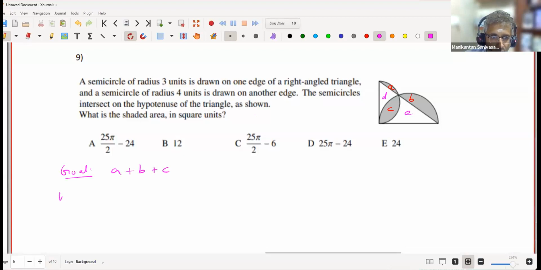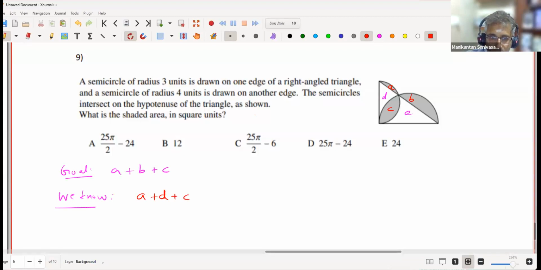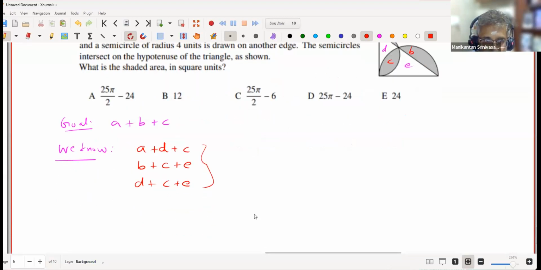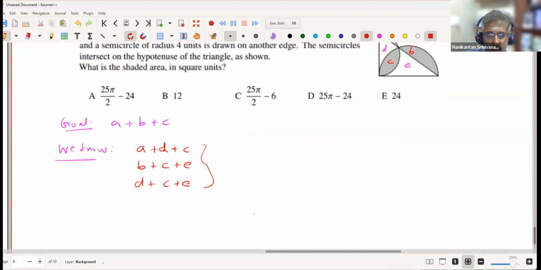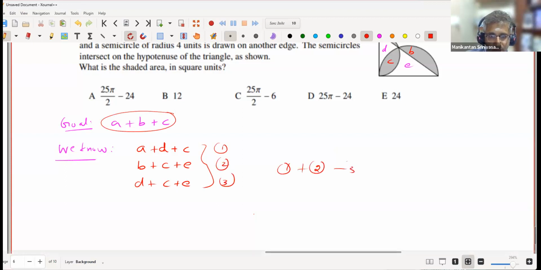Okay. And then what all do we know? Write that also. So I know the area of the first semicircle, A plus D plus C. I know the area of the second semicircle, B plus C plus E. And then I know the area of the triangle, D plus C plus E. Now just glance through and see whether I can do some combination of these to form my goal. And I can clearly see that if I do 1 plus 2 minus 3, that gets it, right?